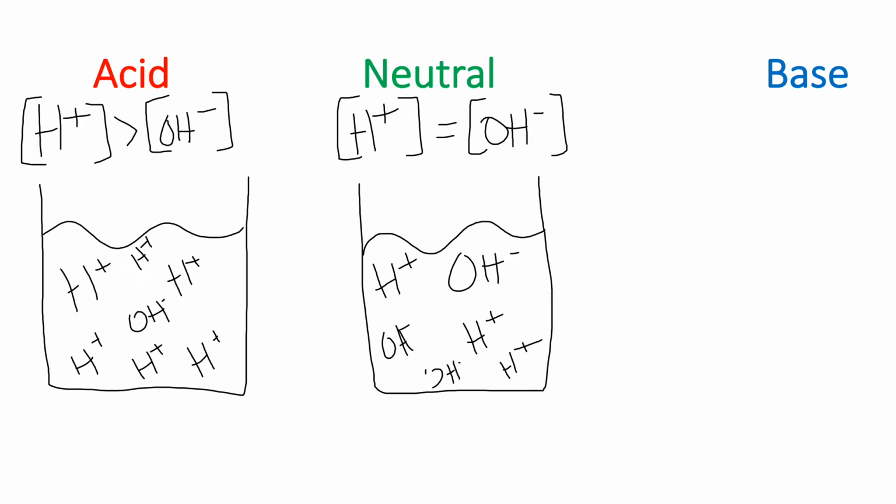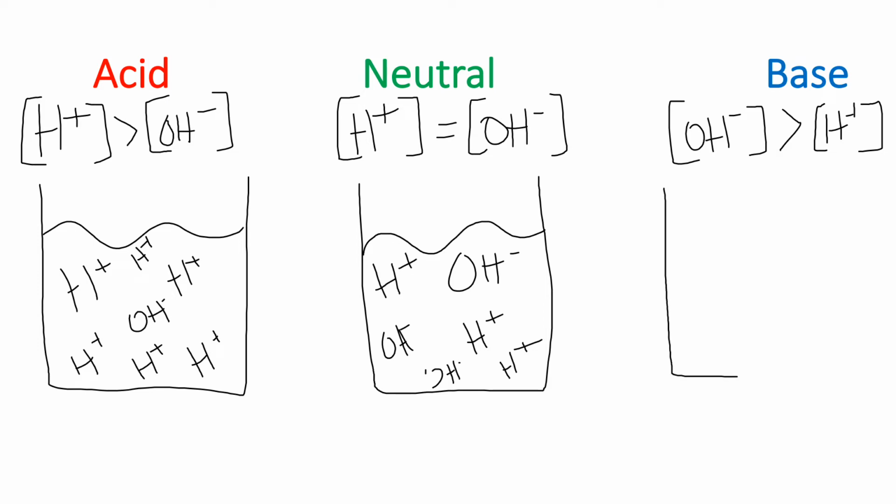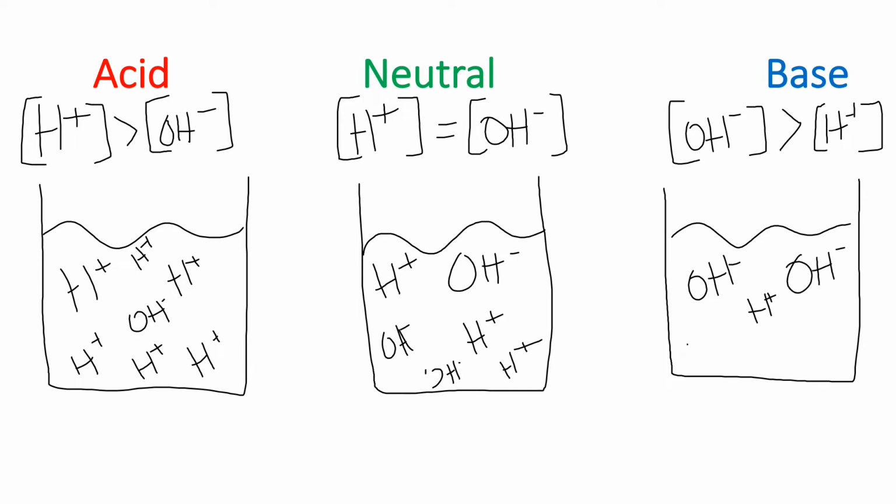A base will have a greater concentration of OH minus ions. So OH concentration is greater than H plus concentration. And what that'll look like in a solution is you have a lot of OH minuses and very few H plus ions in solution.